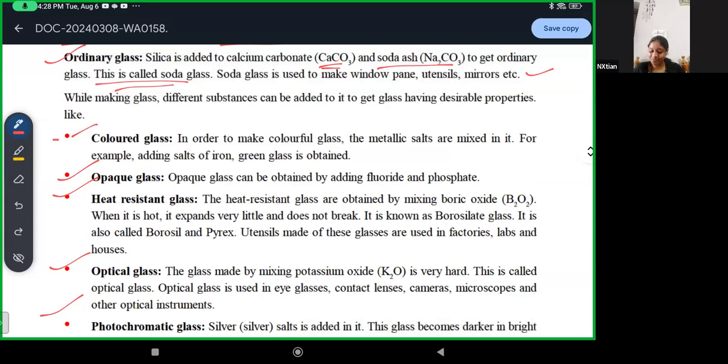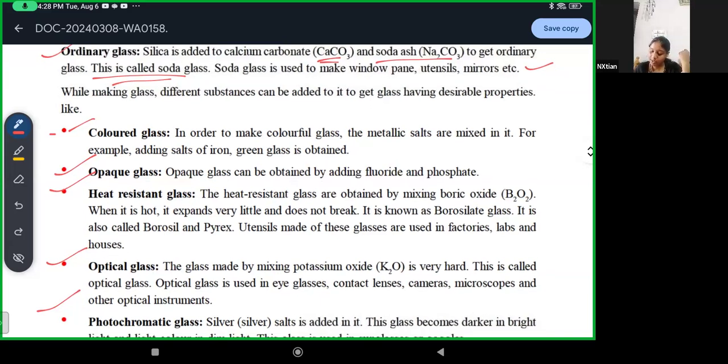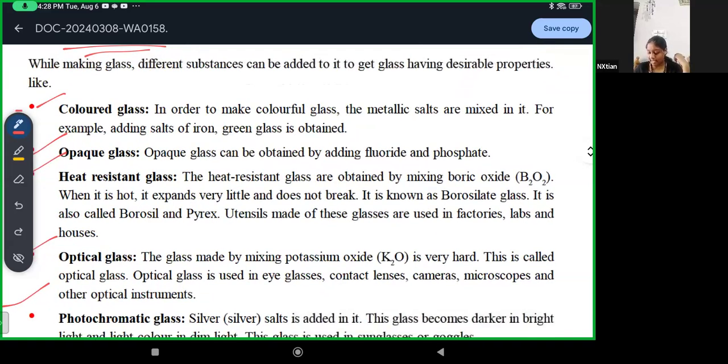So while making glass, different substances can be added to it to get glass having desirable properties. When we add different things to it, we get different kinds of glasses. This is the ordinary one. Now colored glass. In order to make colorful glass, metallic salts are mixed in it. For example, by adding salts of iron, green glass is obtained.